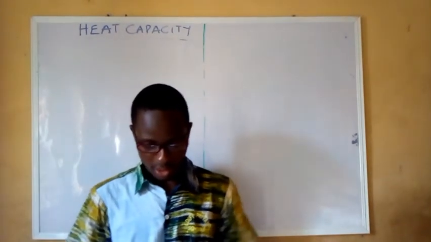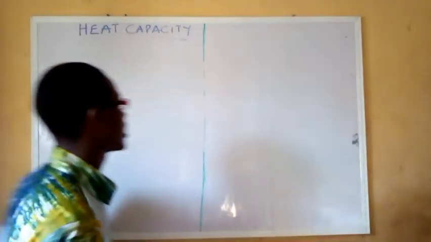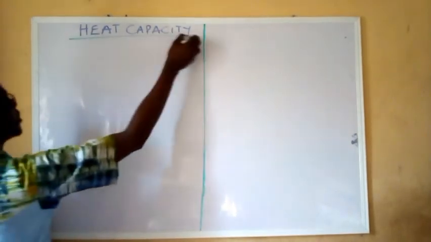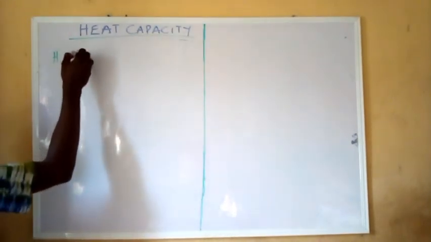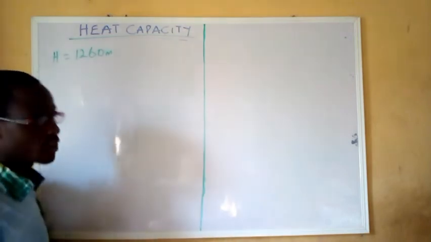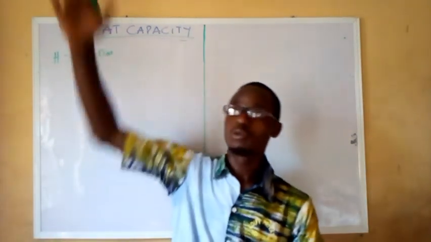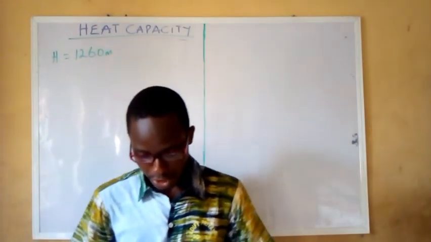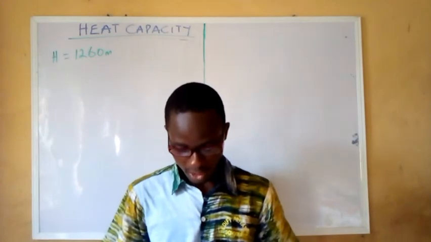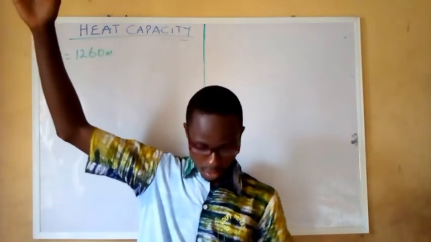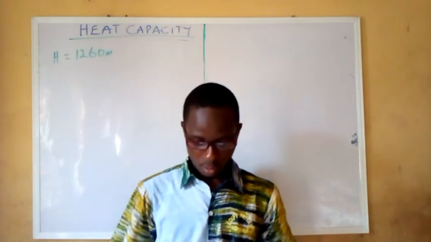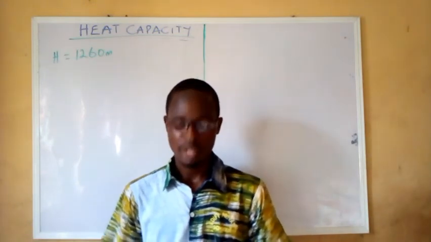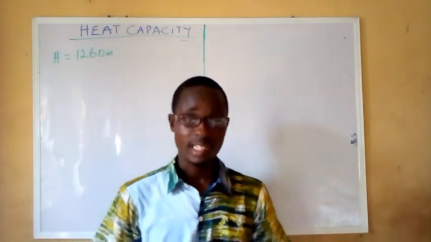A waterfall is 1260 meters. So we're talking about a waterfall here. A waterfall of height 1260 meters. The height of the waterfall is 1260 meters high. Calculate the change in temperature of the quantity of water that falls from the top to the bottom of the waterfall. Given that the specific heat capacity of water is 4,200 joules per kilogram per Kelvin, and we are also given acceleration due to gravity.